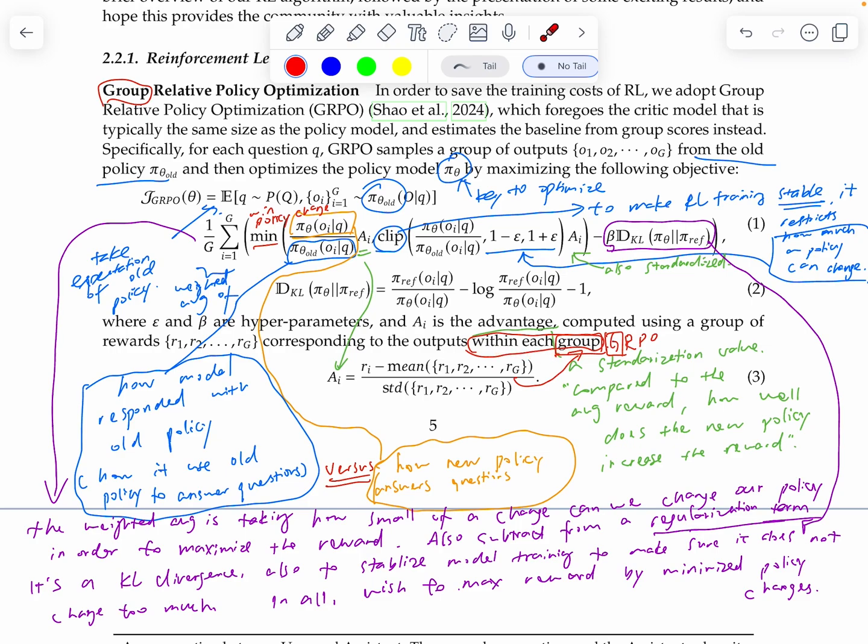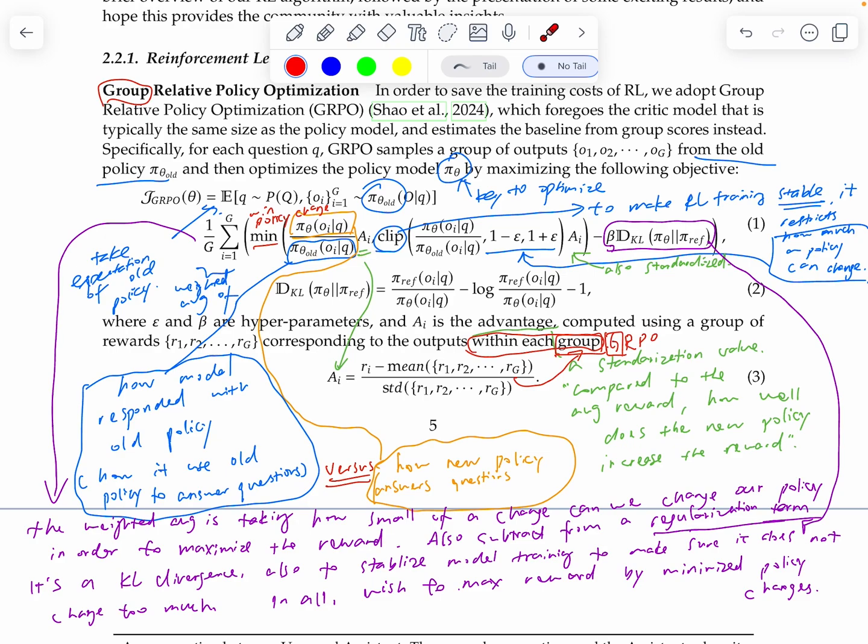This is a revised version of the PPO, and here we have this for each group. In other words, this function is just some standardization value. Together, this term gives us some intuition of how well the new policy increases the reward compared to the average reward, right? That's the first term.